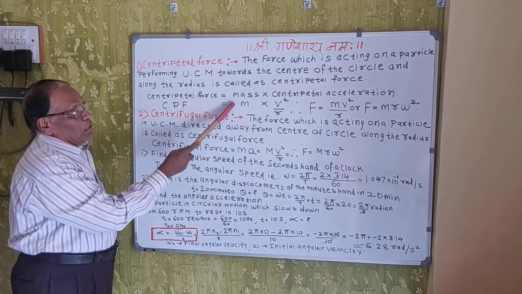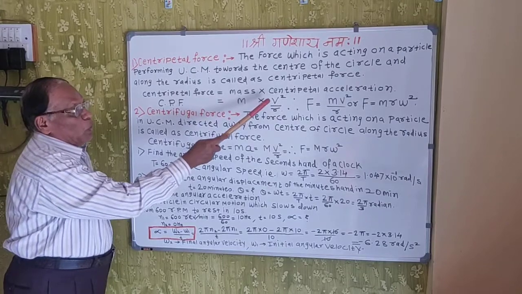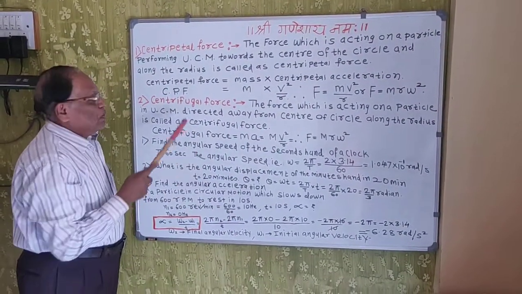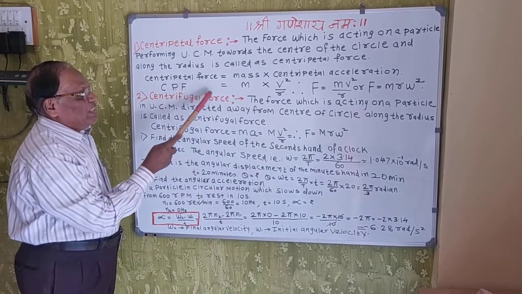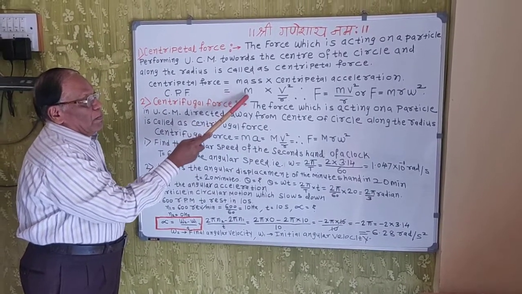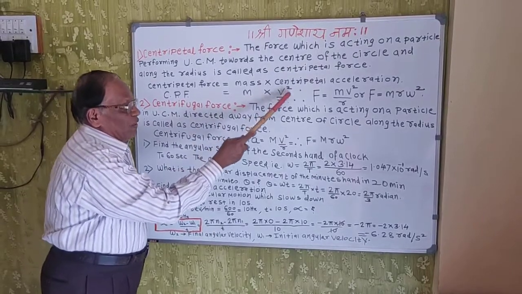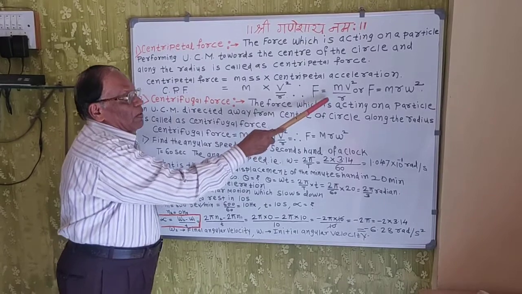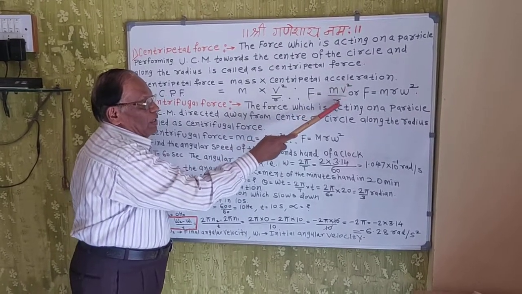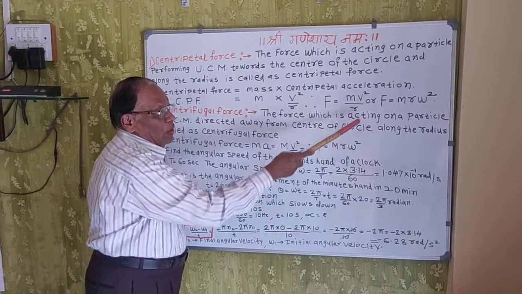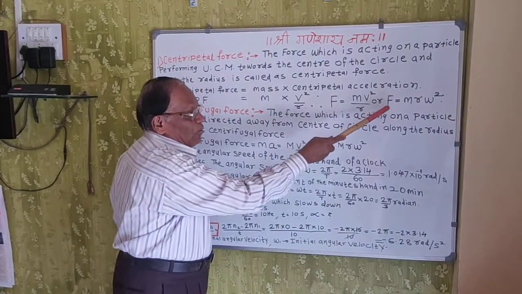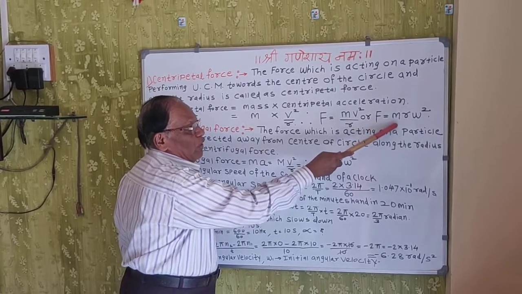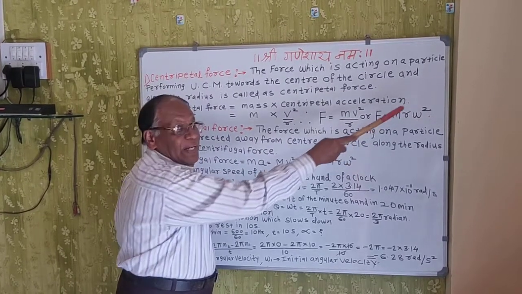Centripetal force is equal to mass into centripetal acceleration. Therefore, centripetal force F is equal to m into v square divided by r, or in terms of angular velocity we write it as F is equal to m r omega square.